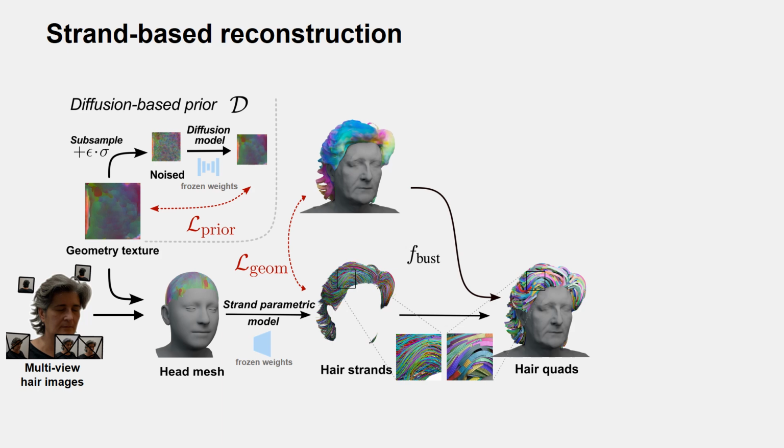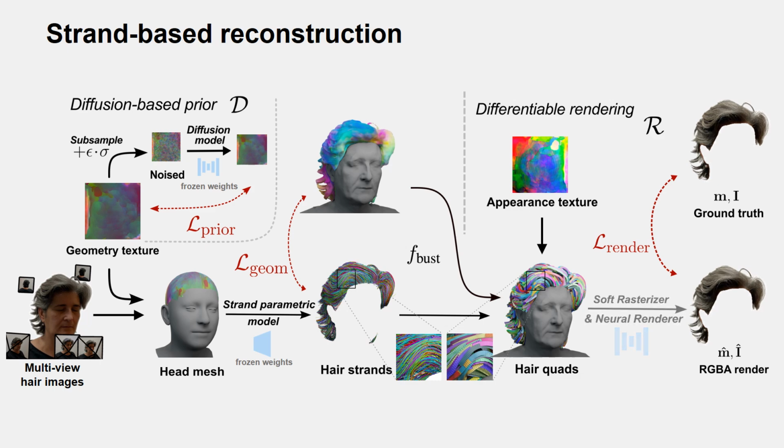Lastly, to introduce photometric supervision, we rasterize the hair strands into hair quads and pair them with the coarse bust reconstruction to obtain a mesh of an entire head. We then employ soft mesh rasterization and neural rendering to produce hair images and masks using the obtained hair quads and the trainable appearance texture. These renders are supervised using ground truth images and hair segmentation masks, which we obtain using a pre-trained off-the-shelf network.